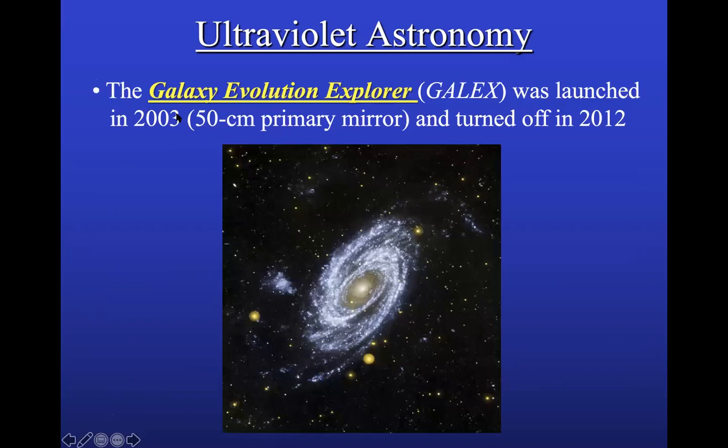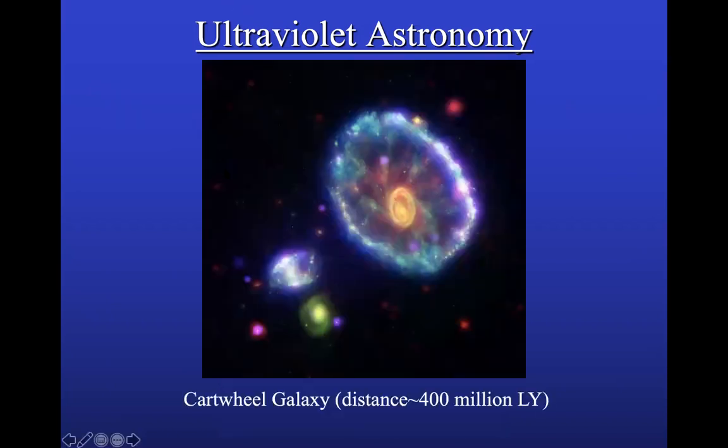One of the very recent and very popular surveys conducted under ultraviolet astronomy is the Galaxy Evolution Explorer, or GALEX, right? This was launched in 2003 and worked until 2012. It has done a lot of things and taken a lot of data. It had a 50 centimeter primary mirror, which is close to half a meter. And this is a nice example of what ultraviolet can do for you.